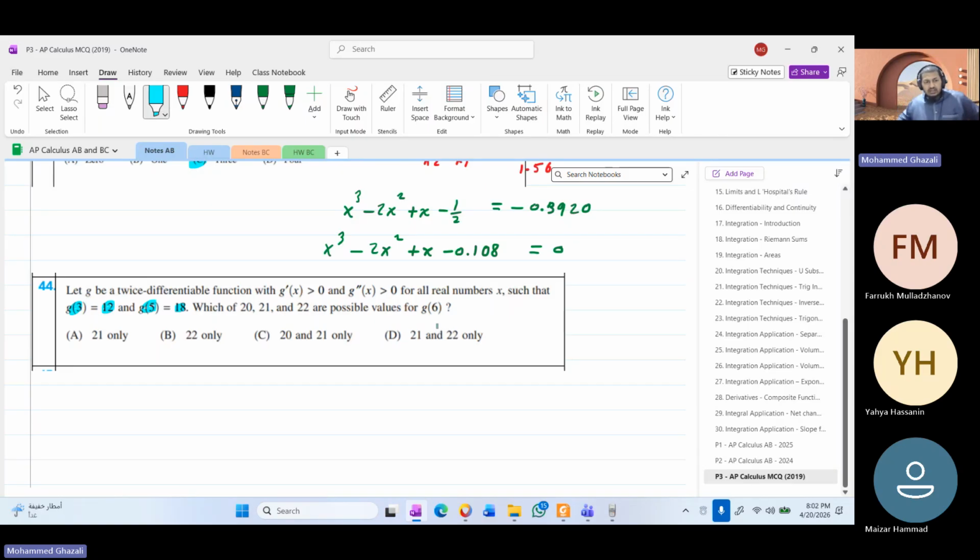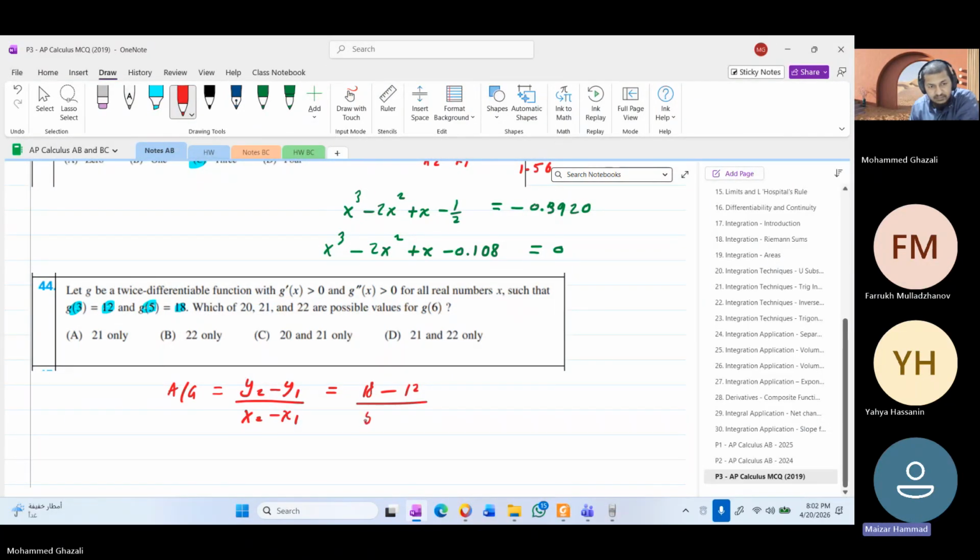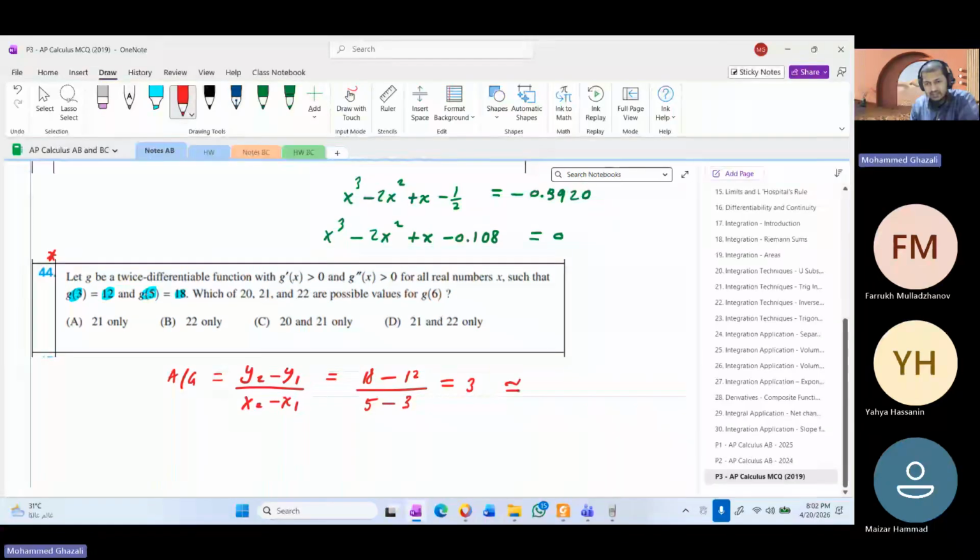First we're going to try to get a linear approximation. Let's find the average value here. What's the average gradient between these points? It's y2 minus y1 divided by x2 minus x1. What's y2? 18. 18 minus 12 over 5 minus 3. So this is 6 over 2, which is 3. Now this can be approximated to f prime x.